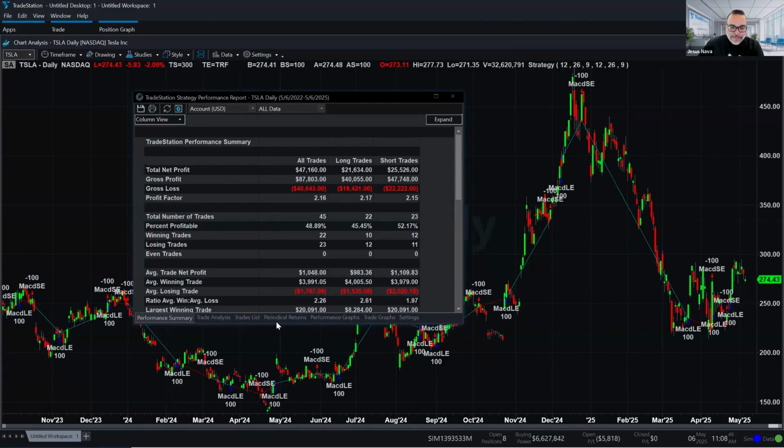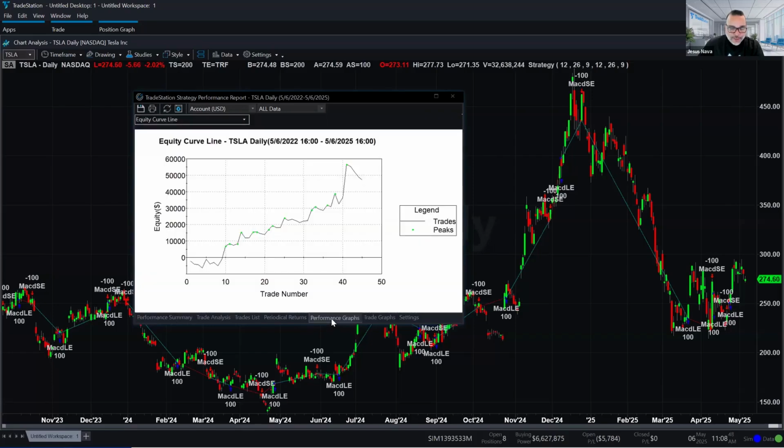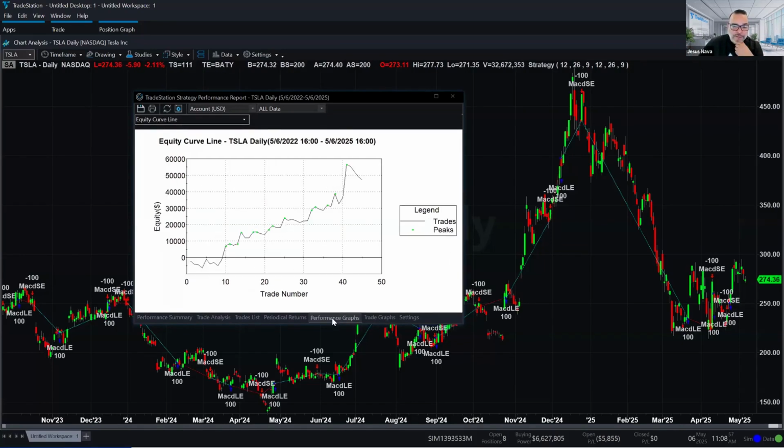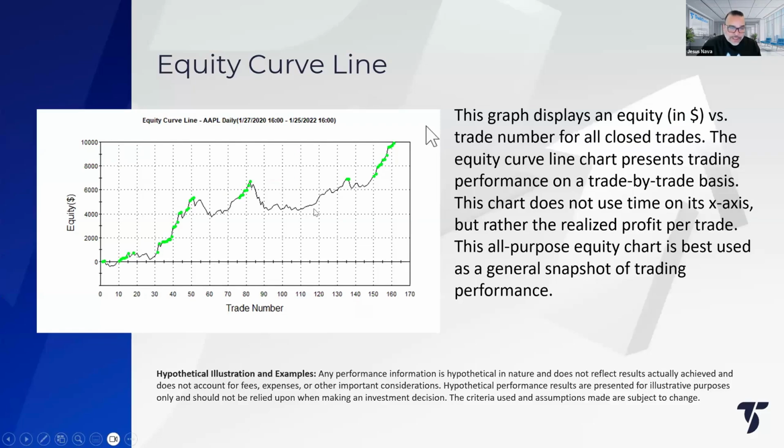So we start here with performance graphs. So we have the two tabs. At the beginning, we said that we have two categories of graphs: performance graphs, and the trade graphs. Let's start here with the performance graphs. And the very first one is the equity curve line, similar to the one that we have here in the PowerPoint, which I've shared with everyone here on the PDF. And you have a quick description of what the graph does.